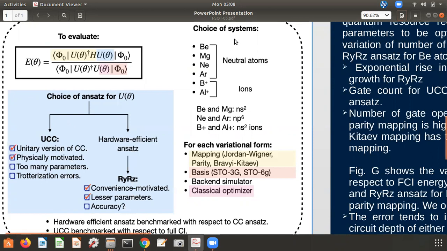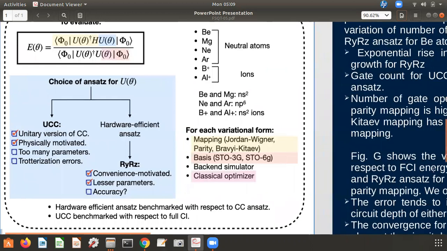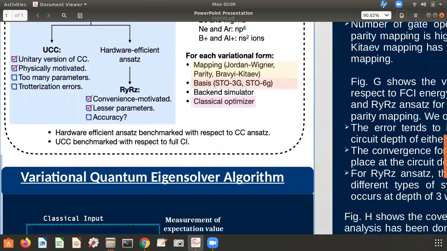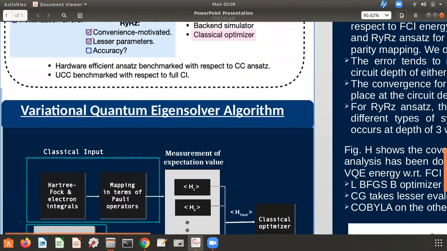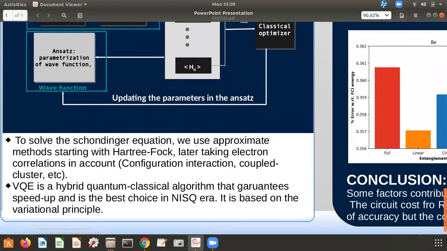So the choice of systems we take for testing is some neutral atoms and ions. We study the various factors that go into a typical VQA calculation, including mapping, basis, classical optimizer, and backend simulator. We'll come to these later. The results we get are benchmarked with classical methods like coupled cluster and full configuration interaction, the best in a provided basis. So the idea is we have to calculate the ground state energy.